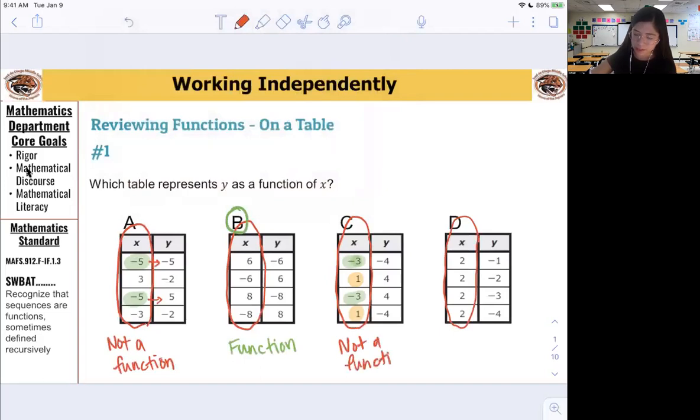And in my last table, of course, I see that the 2 repeats over and over and over, and that's a big no-no. That tells me that this is also not a function. So the only one that was a function was answer choice B. So that's question number 1.